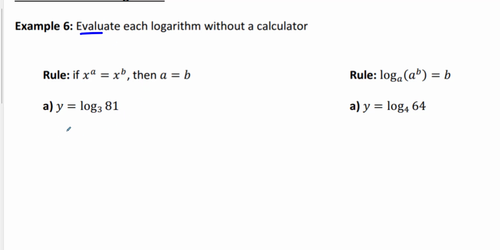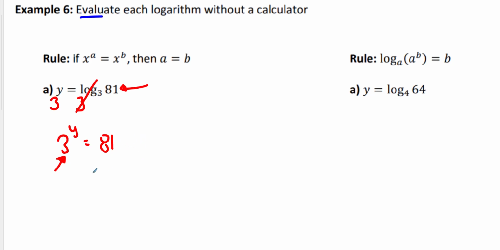Well, I know that I can raise everything to the power of 3 to rewrite this, and 3 to the power of log base 3 will just cancel out. So 3 to the power of y is equal to 81. There's more than one way of doing this, but this is one method. One method is to realize that 81 is a power of 3. So how can I rewrite 81 in terms of 3 to the power of something? It is 3 to the power of 4.